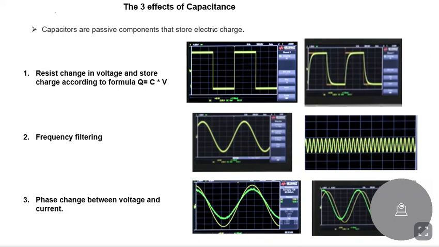Hello everyone. So today we will talk about what are the three effects of capacitance.